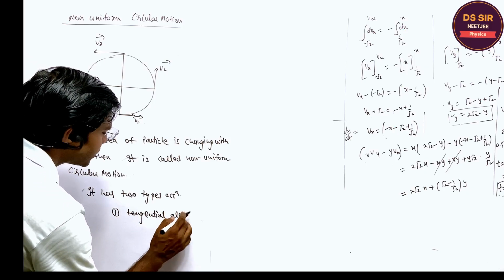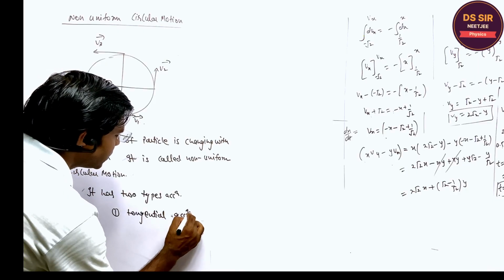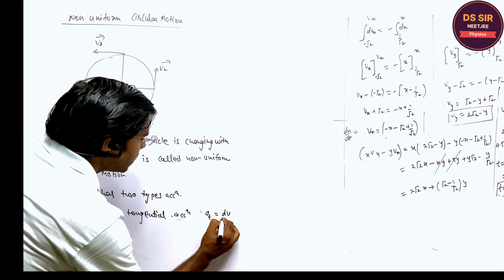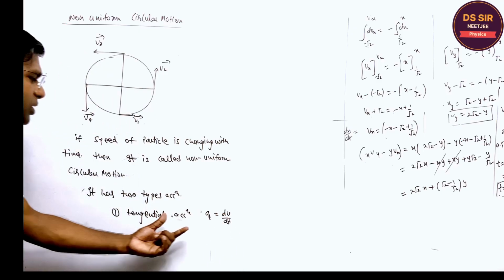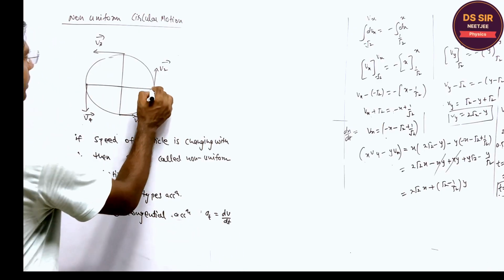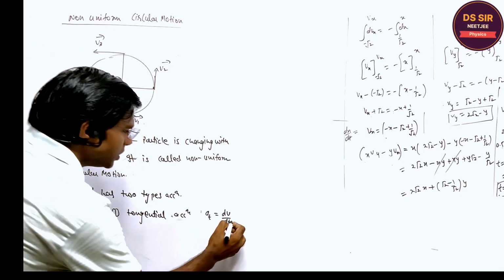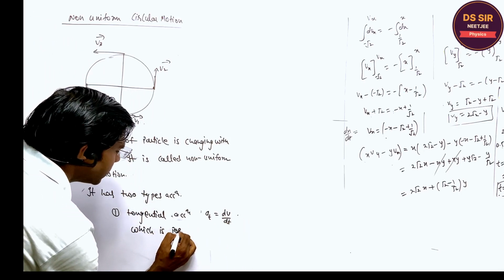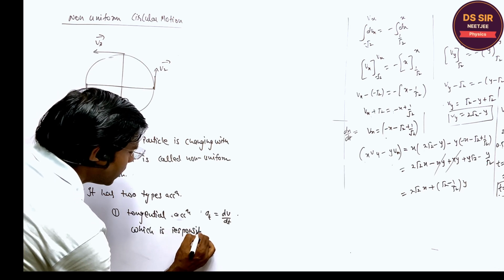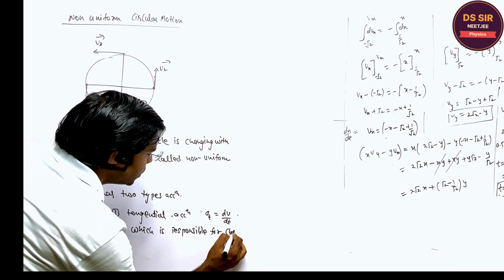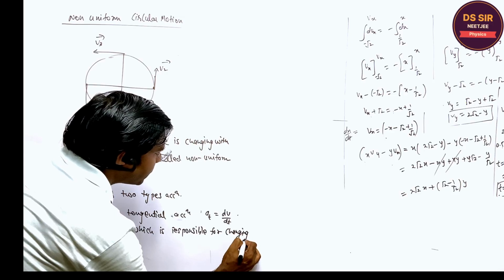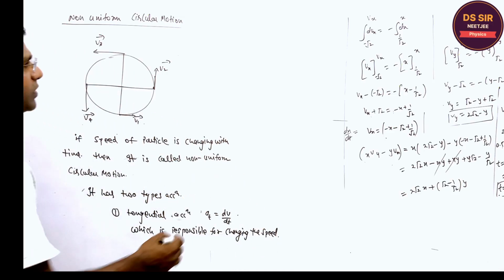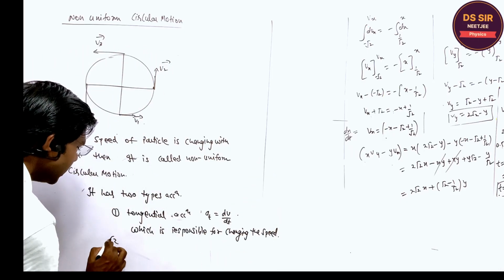The AT, which is nothing but dv upon dt, which is responsible for changing the speed. And listen one thing, which is responsible for changing the speed. Is it clear or not? This is the first acceleration. And the second acceleration is what?